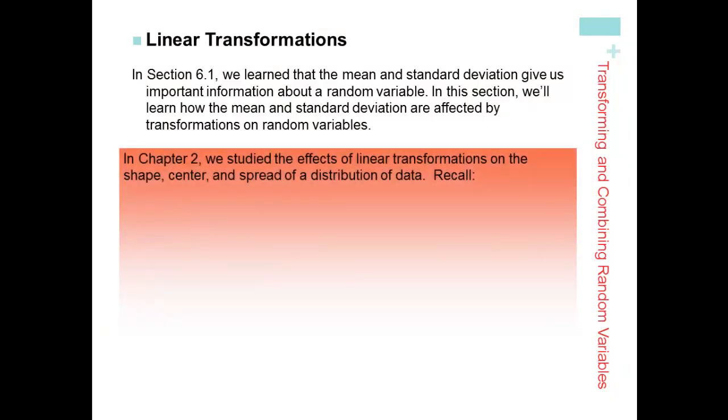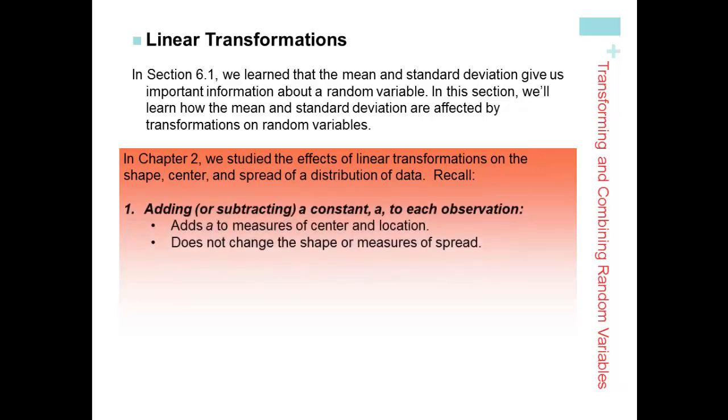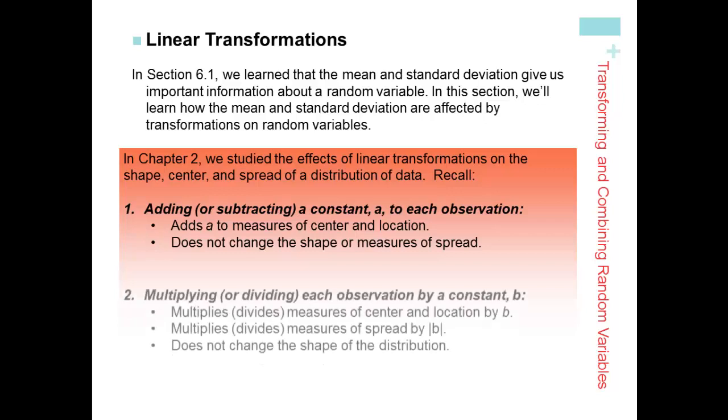If you remember back in Chapter 2 when we were dealing with normal distributions and density curves, we studied the effects of linear transformations on shape, center, and spread of a distribution of data. Recall, when you add or subtract a constant to each observation, your measures of center, mean and median, and also location, are changed by adding that value to those. It does not change the shape or the measure of spread when you add a constant to each observation.